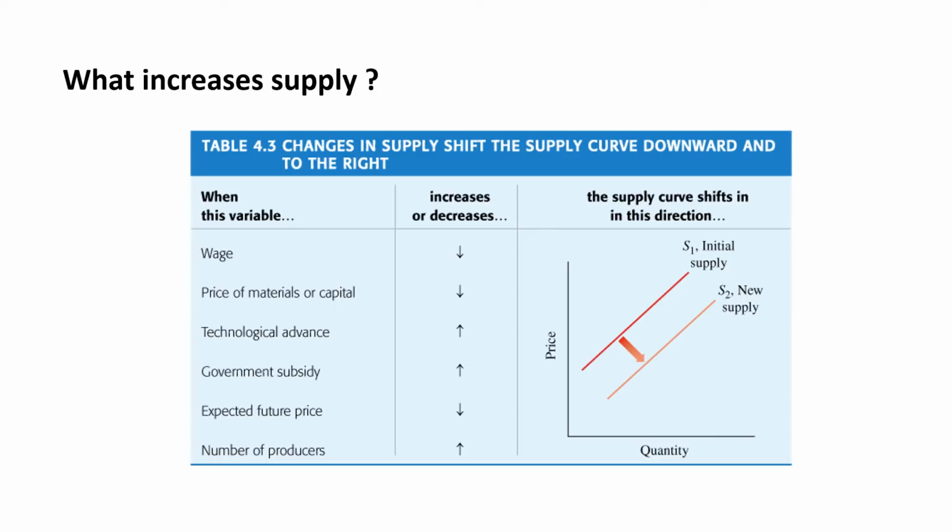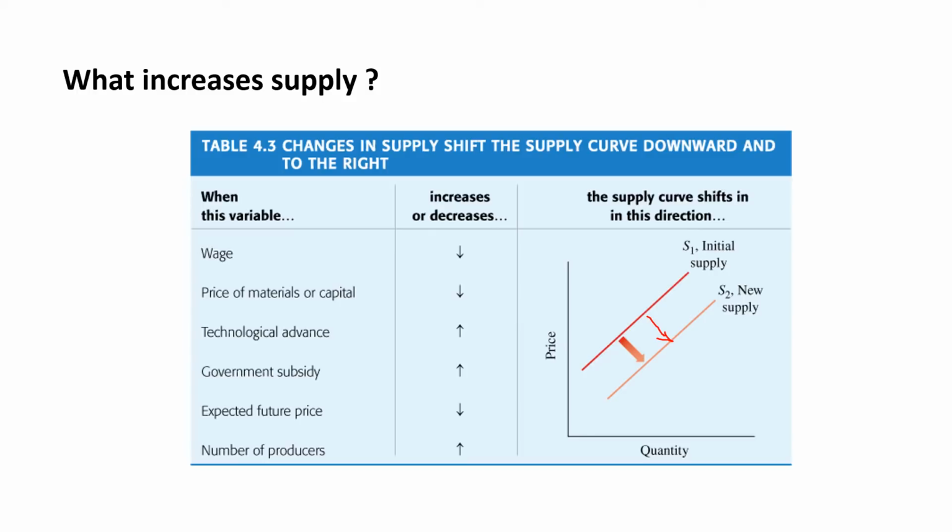If there is a decrease in the price of the materials or the capital, like the machines, equipment, all these things, or the raw materials used to produce a product, it will be cheaper for you to produce the product. So this will cause a shift to the right. That means supply will increase because there's a shift to the right.